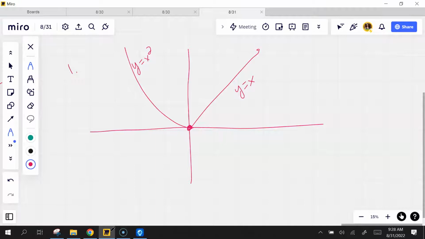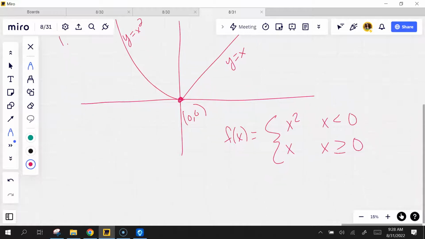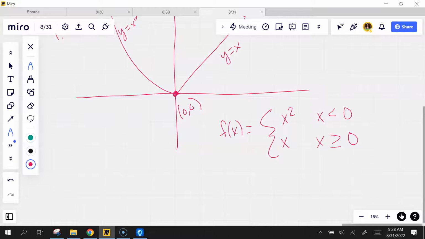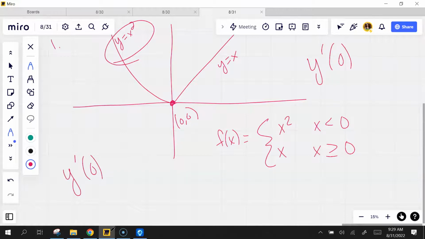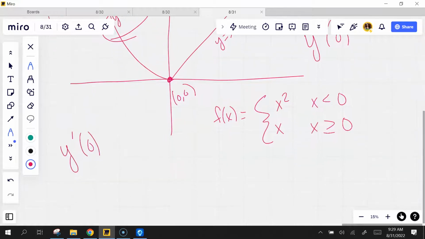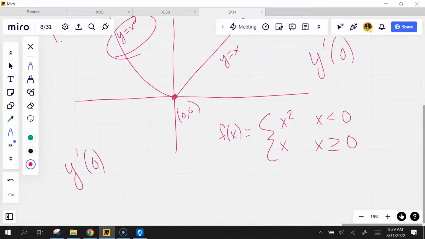This is nothing more than a piecewise function, right? If I wrote this out, this would be f of x equals x squared when x is less than 0 and x when x is greater than, one of them has to be equal to it, doesn't matter which one, to make it continuous. And it tells you that this point is (0, 0). So I need to show that the derivative from the left is the same thing as the derivative from the right. Essentially I need to find the derivative at 0 of x squared, and the derivative at 0 of x, and show whether they equal the same thing or not. That's how I'm going to prove that the derivative does not exist.